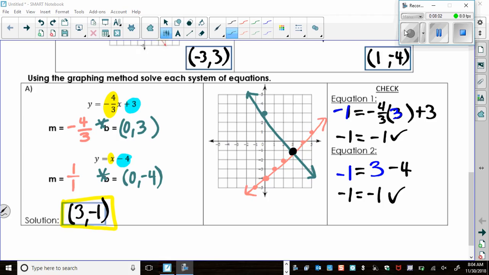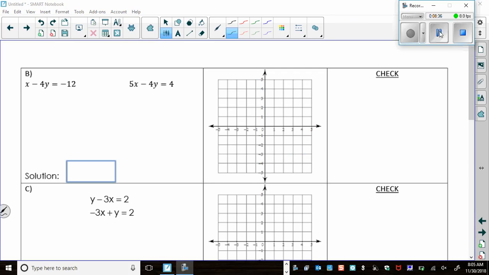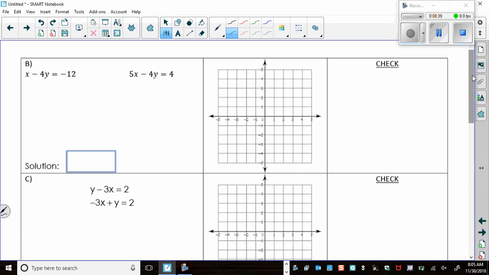So as you can tell from the right side, I checked my answers. I went back to the original problems and substituted in the values to make sure that the equations balanced out. When I put this coordinate point into the first equation, I got negative 1 equals negative 1, so that's what I wanted. For the second one, I did the exact same thing, a different formula, obviously, and I got negative 1 equals negative 1. So that's how you check that your answers are correct. Let's look at the next page. And now we are here, B.